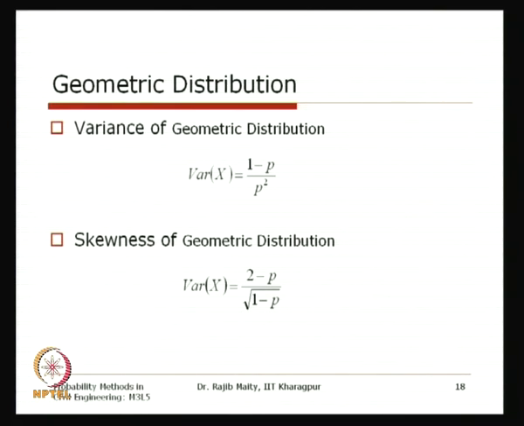The other moments: the variance of this geometric distribution can be shown to be 1 minus p divided by p square, and the skewness coefficient gamma, not v here, is equal to 2 minus p divided by square root 1 minus p. So, this is the skewness of this geometric distribution.